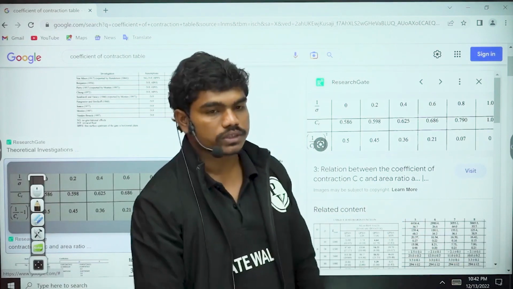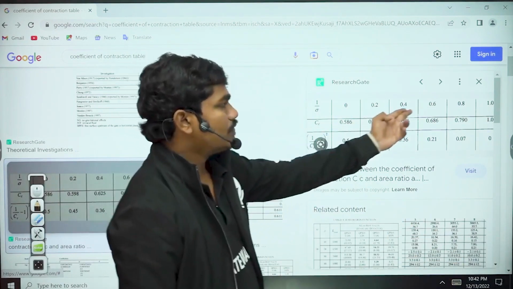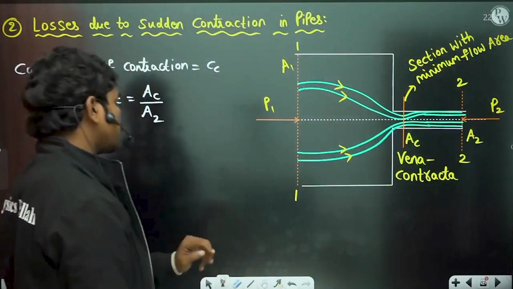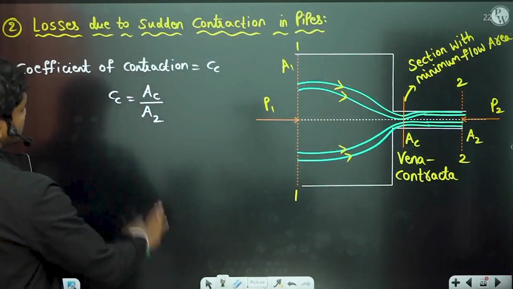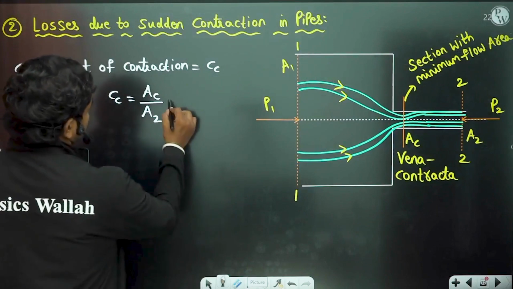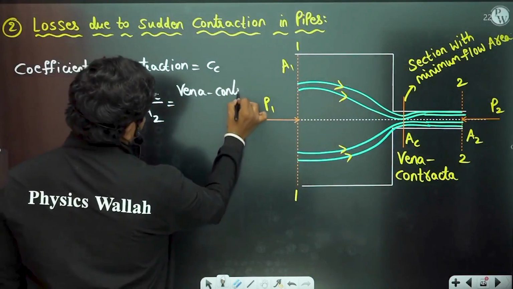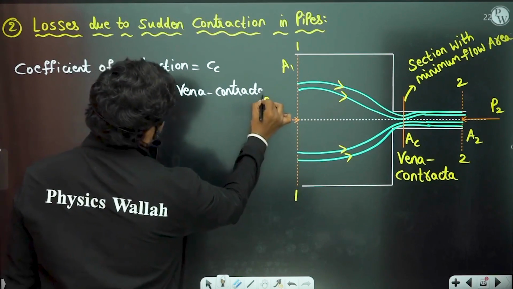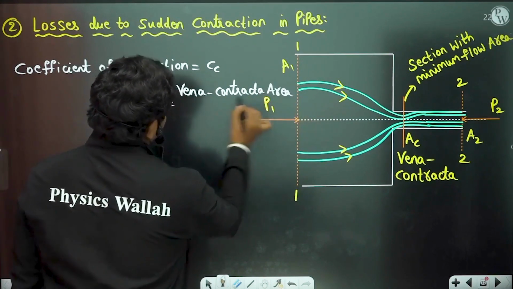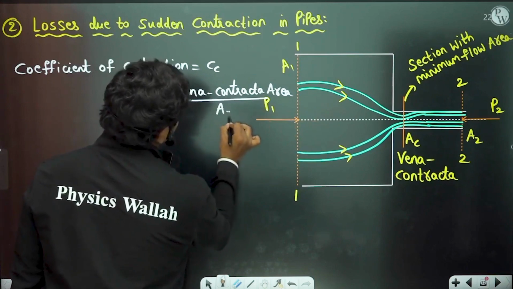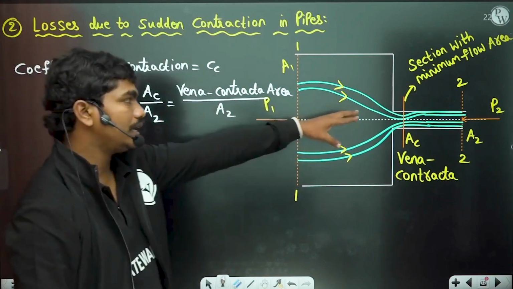Fluid flows. So that's how we define the values of Cc from tables, but generally I just want to give you this idea. Cc is Ac by A2, so this is the vena contracta area divided by A2, where A2 is the area at this location.